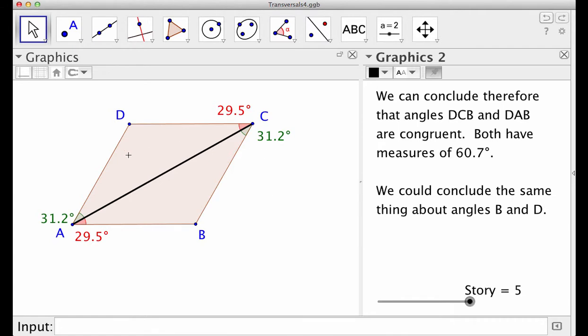We could do the same thing and draw conclusions about the angle at D and the angle at B also having to be congruent to each other as long as this is a parallelogram. And again, we did that because we were able to see that diagonal AC is a transversal for the two horizontal lines CD and BA, as well as the two not quite vertical lines BC and AD.